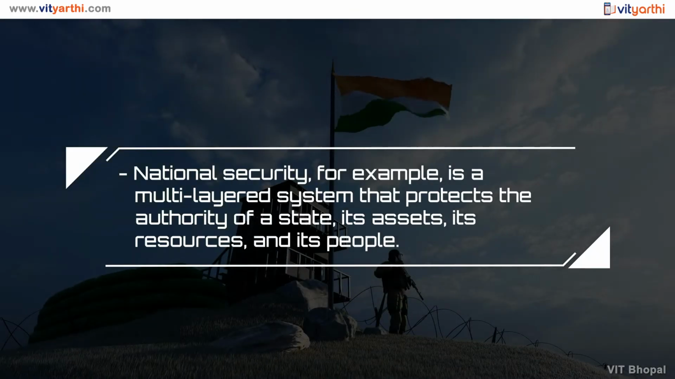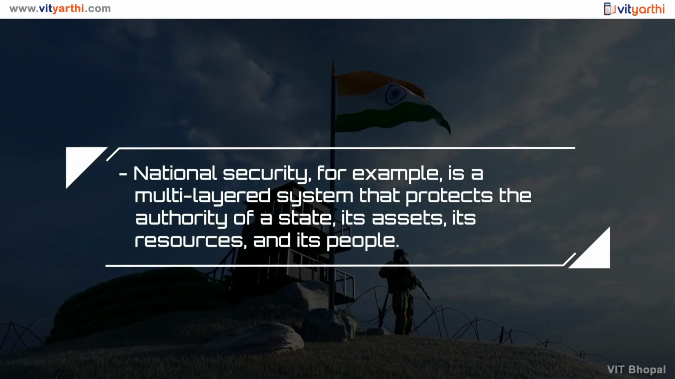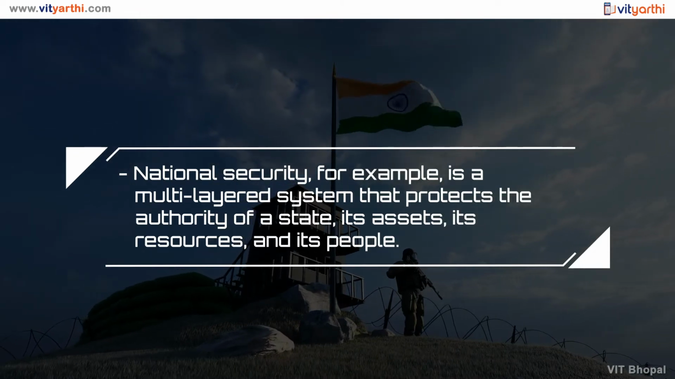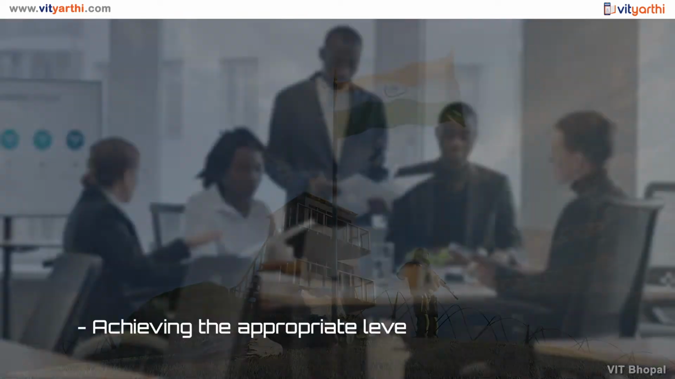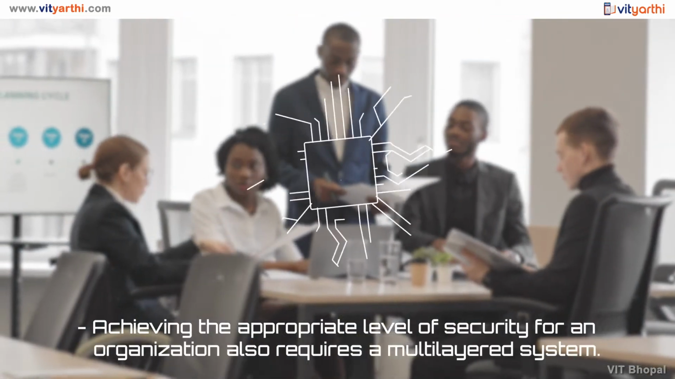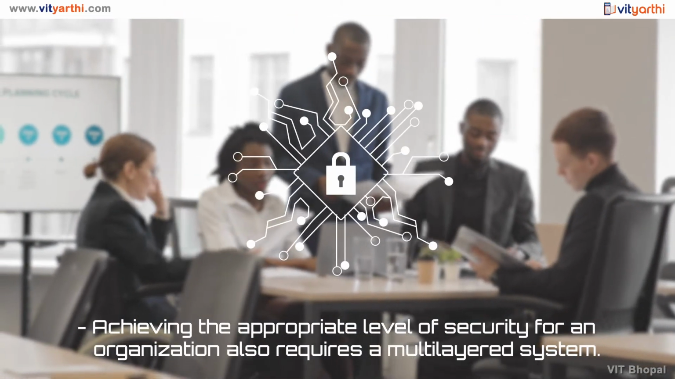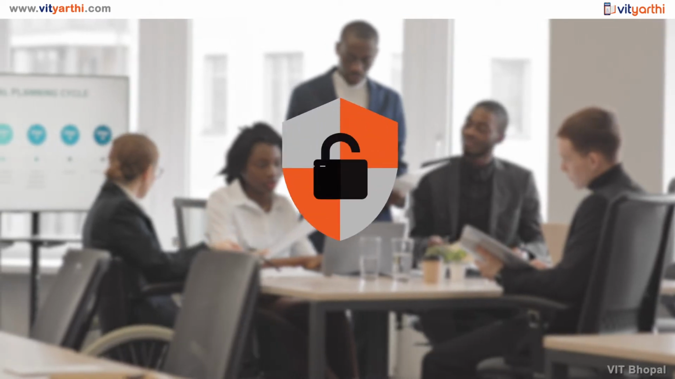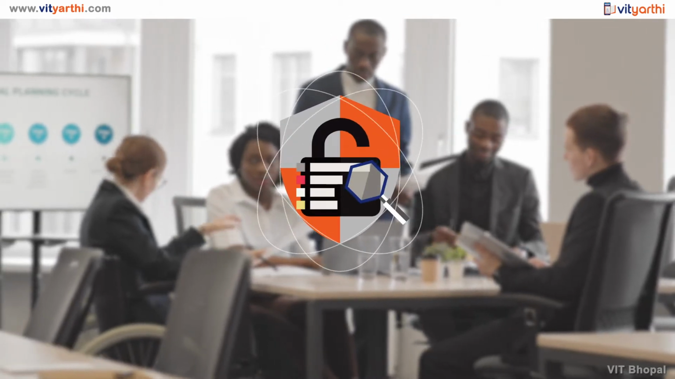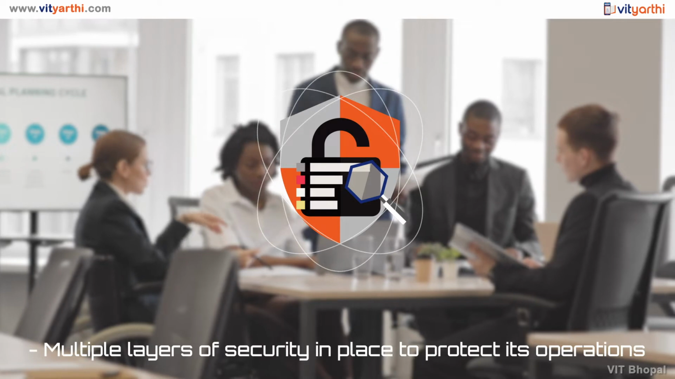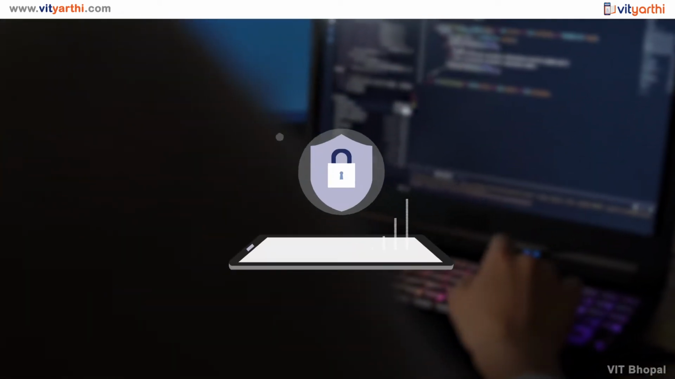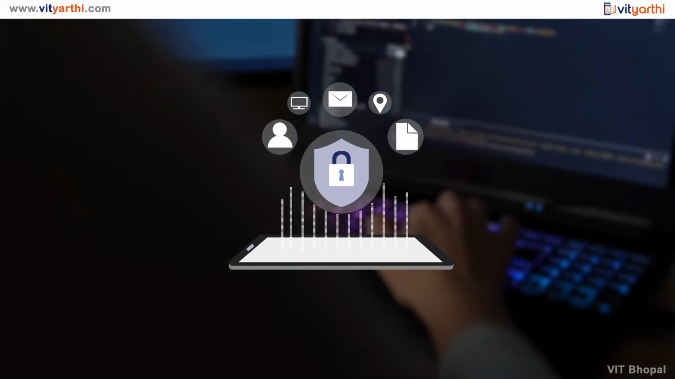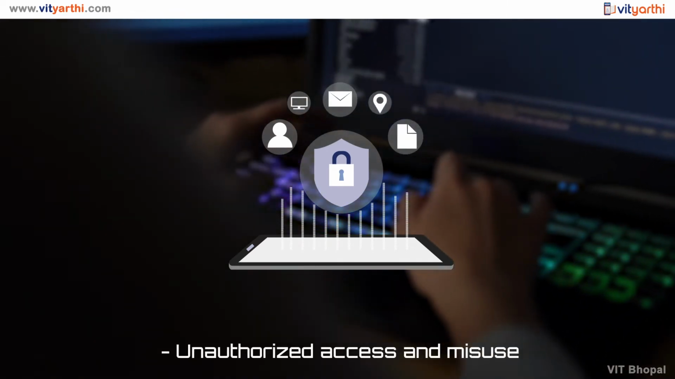National security, for example, is a multi-layered system that protects the authority of a state, its assets, its resources, and its people. Achieving the appropriate level of security for an organization also requires a multi-layered system. A successful organization should have the following multiple layers of security in place to protect their operations. Number 1, physical security, to protect physical items, objects, or areas from unauthorized access and misuse.